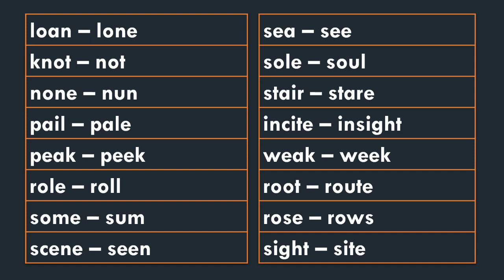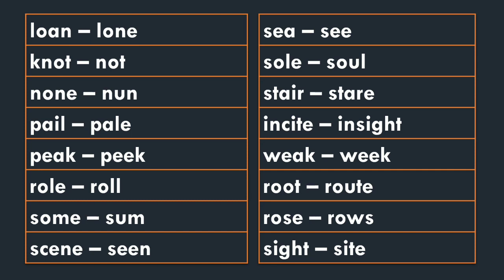Next is stair, S-T-A-I-R, and stare, S-T-A-R-E. S-T-A-I-R, stair, is related to steps, okay, staircase we say. Then S-T-A-R-E, stare, means to look at something continuously. Next is incite and insight, with spellings I-N-C-I-T-E and I-N-S-I-G-H-T. I-N-C-I-T-E, incite, means to provoke somebody to do something bad, something evil. And I-N-S-I-G-H-T, insight, means to have knowledge of something.